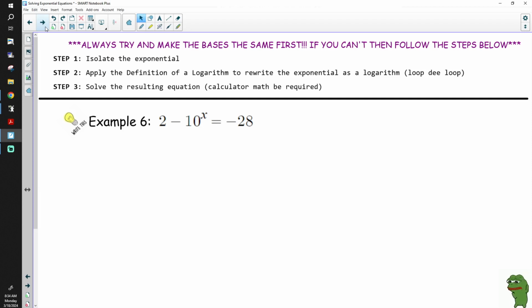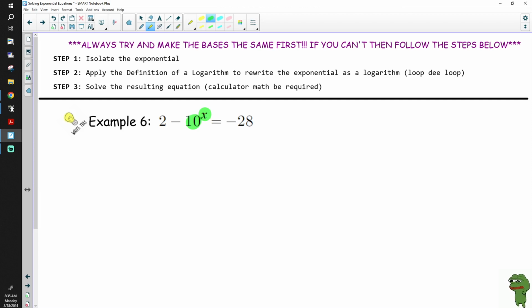On the left side of my equation, I see my exponential. It is right here. 10 to the power of x. Now, is it all by itself? It is not all by itself. Which means we can't do the loop-de-loop yet. We need that 10 to the power of x to be all by itself.